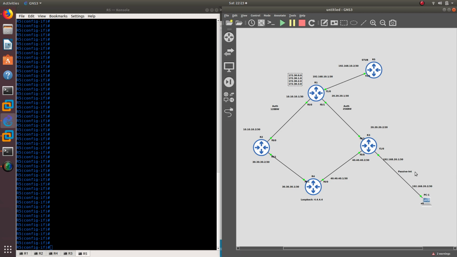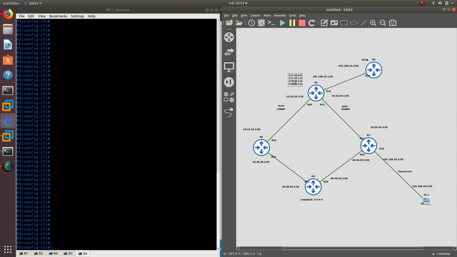Let me see if I'm missing anything else. Authentication, and also one of the videos that I did was on unequal load balance. So we are going to configure that as well, unequal load balance between two links. And as you can see in my topology, I already configured all the IP addresses. I have not configured EIGRP yet, but all the IP addresses are in there.